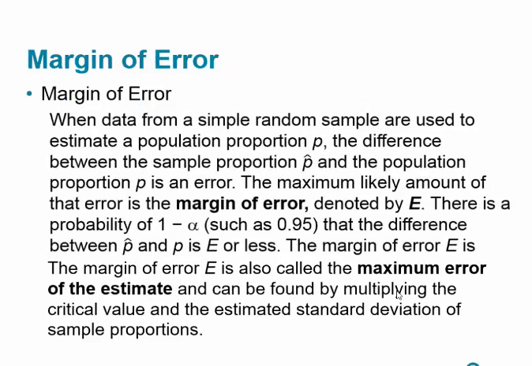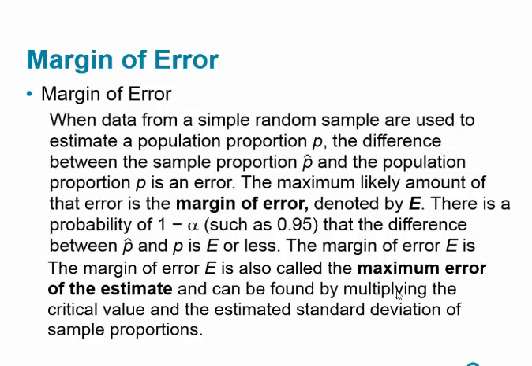Now, the next thing we're going to talk about is margin of error. When data from a simple random sample are used to estimate a population proportion p, the difference between the sample proportion p hat and the population proportion p is an error. The maximum likely amount of that error is called the margin of error and is denoted by a capital E. So there is a probability of 1 minus alpha, such as 95%, that the difference between p hat and p is E, the margin of error, or less.